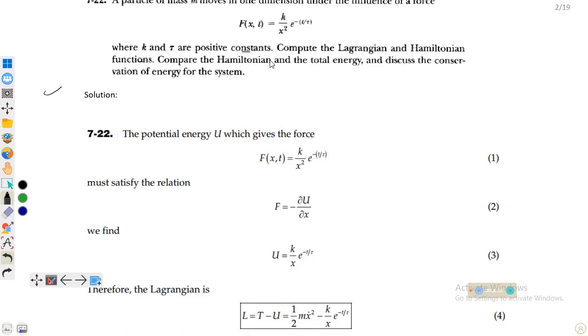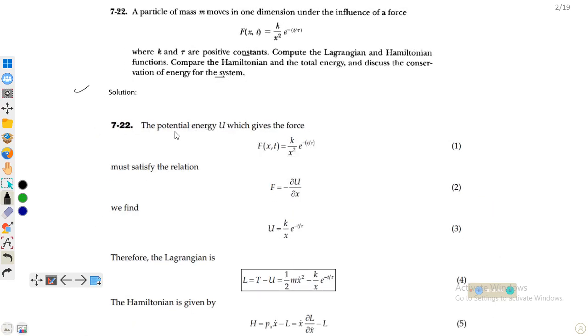First we will find the Lagrangian and Hamiltonian, then compare the Hamiltonian and the total energy, and discuss the conservation of energy for the system, whether the energy is conserved or not.